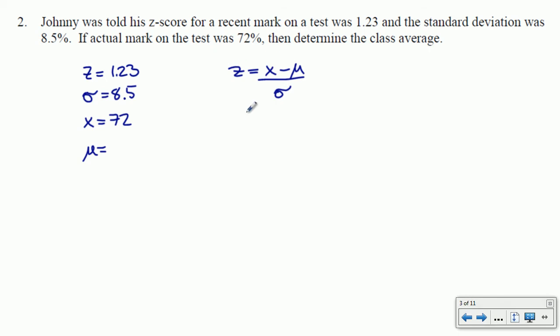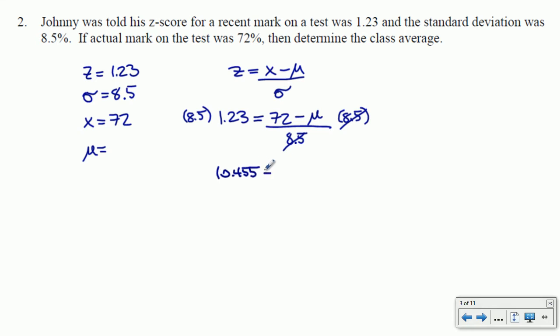So let's substitute what we know. Z is 1.23, x is 72, mu we don't know, and sigma is 8.5. We can multiply both sides of this equation by 8.5. So 8.5 divided by itself is 1, and that gives us 10.455 on the left, and that's equal to 72 minus mu.